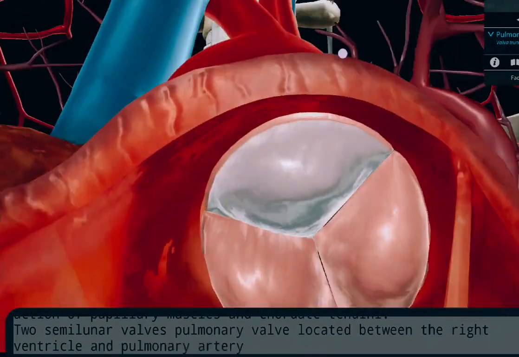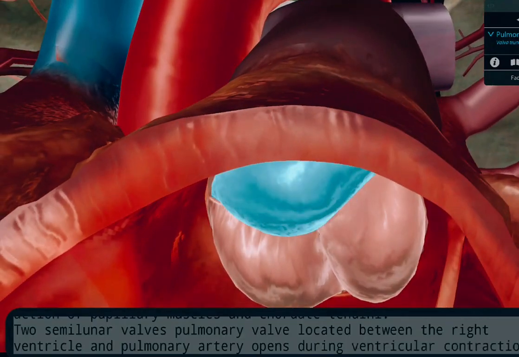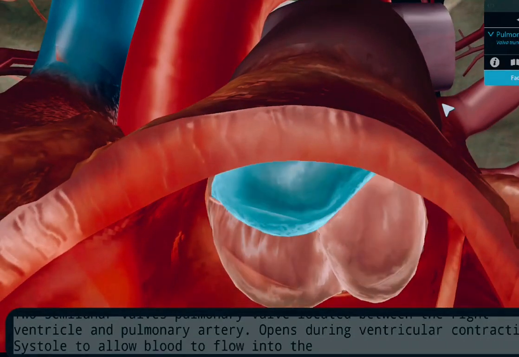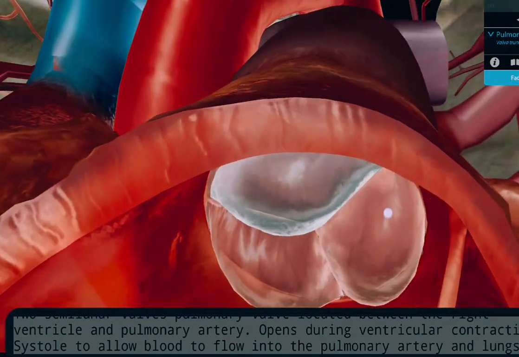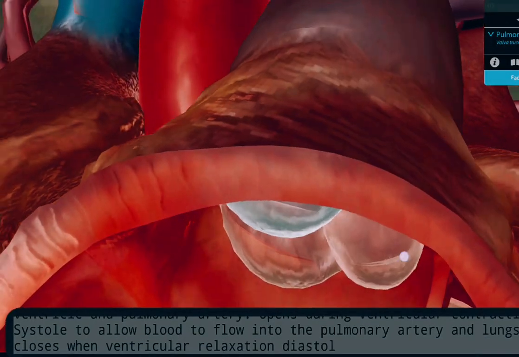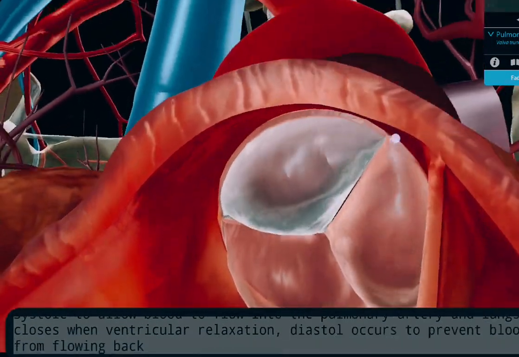2. Semilunar valves. Pulmonary valve, located between the right ventricle and pulmonary artery. Opens during ventricular contraction, systole, to allow blood to flow into the pulmonary artery and lungs. Closes when ventricular relaxation, diastole, occurs to prevent blood from flowing back into the right ventricle.